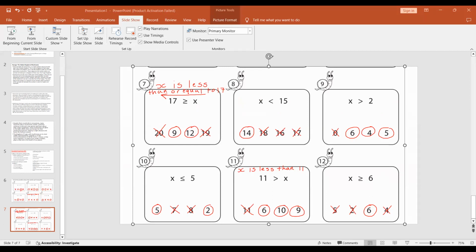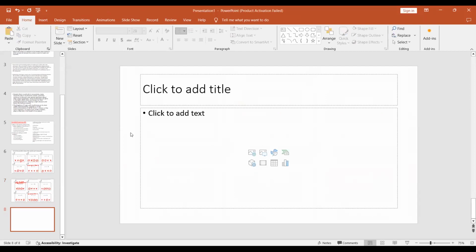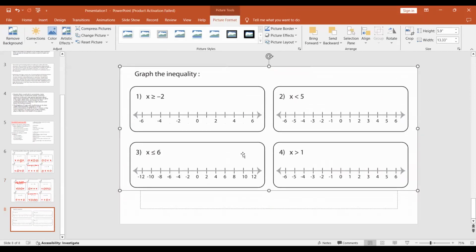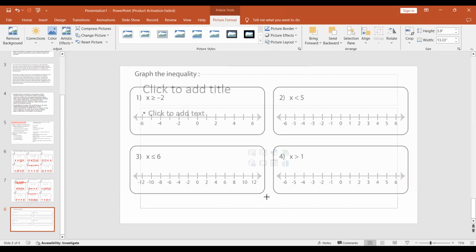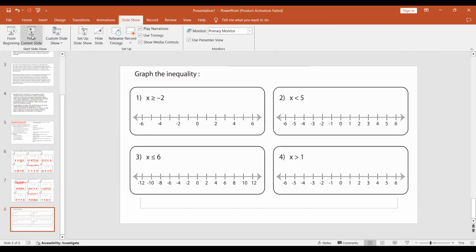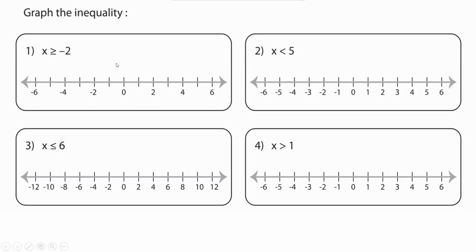All right, so let's go ahead and do some graphing. Graphing inequalities. The first four we're gonna do together. For the remaining ones, I'm gonna allow you to do them as a grade exercise. All right, so it says graph the inequality.